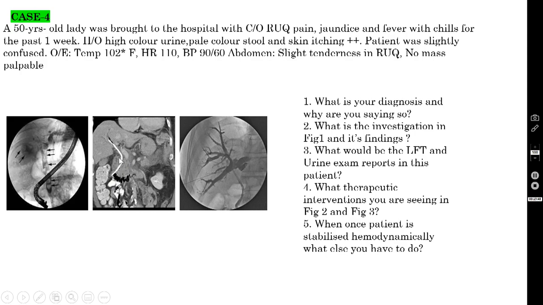If you are unable to remove the stone, at least you can negotiate it and you can put this stent. Okay, suppose if you are even unable to put the stent, then you can go for this procedure. This is called PTBD, percutaneous transhepatic biliary drainage.